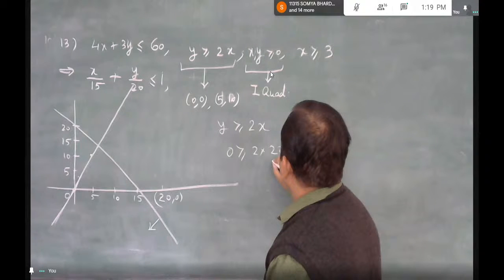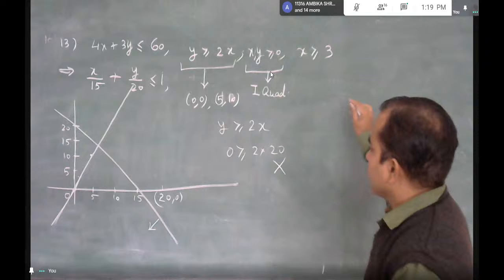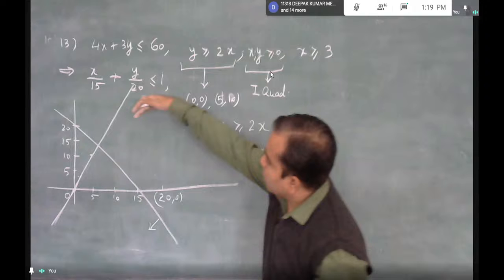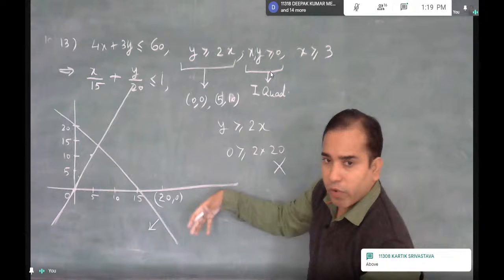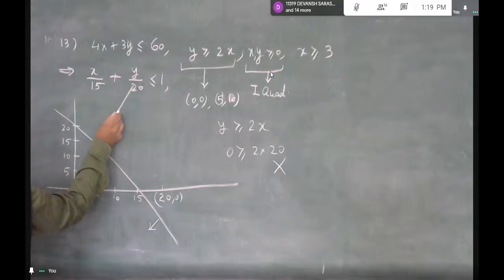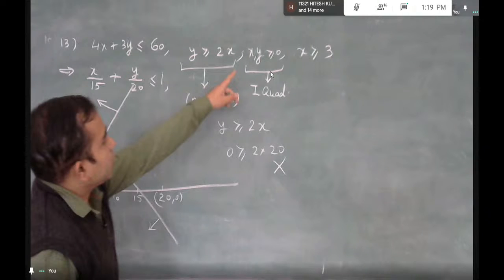This is false, isn't it? 0 greater or equal to 40 is totally wrong, absurd. So if I shade below the line, it means 20 comma 0 will be declared as a solution, which is wrong. So the other side I should shade, this side I should shade. Okay, now this means first quadrant, x greater or equal to 3.